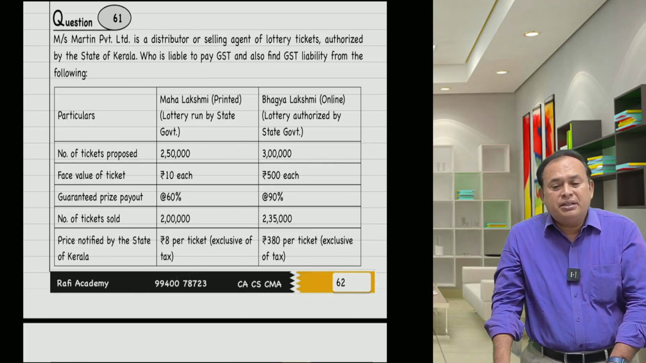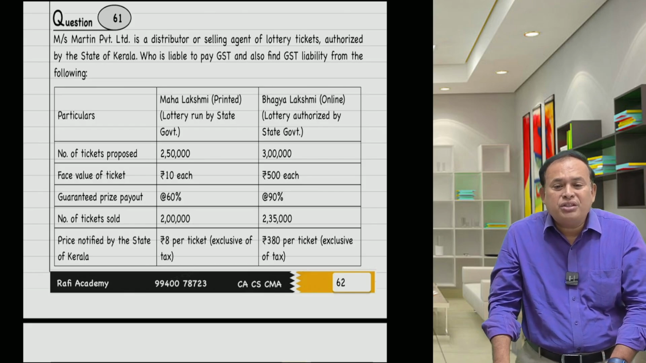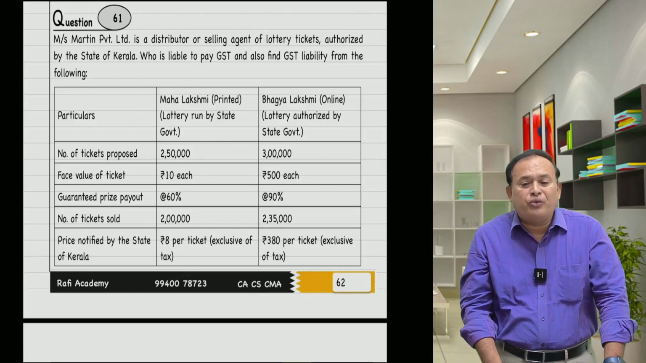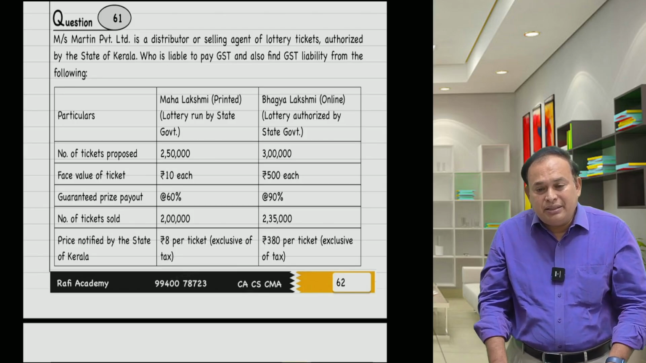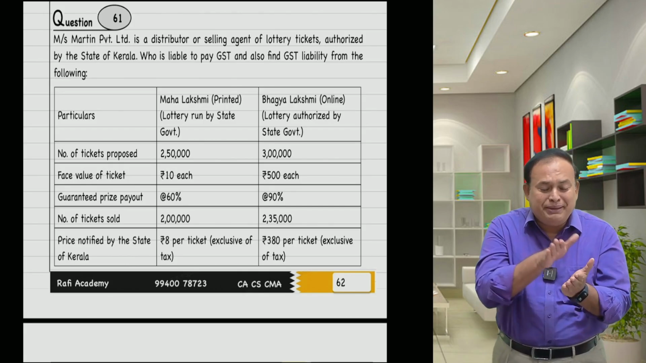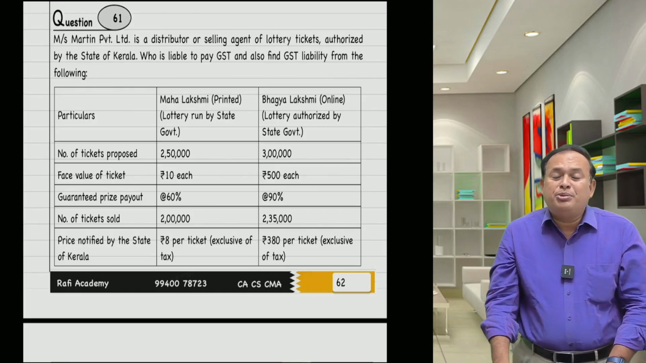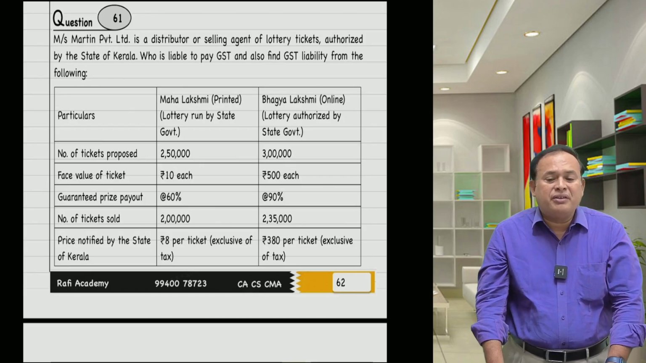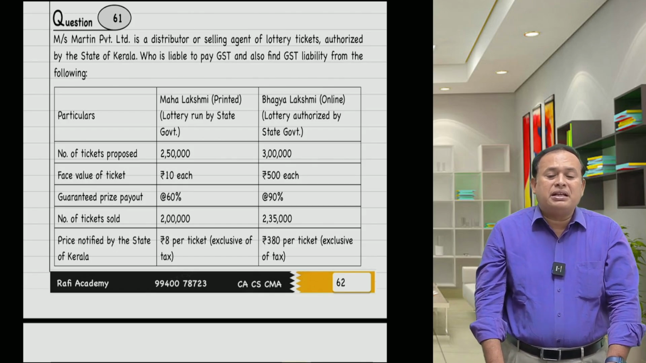Martin Private Limited is a distributor or selling agent of lottery tickets authorized by the state of Kerala, who is liable to pay GST, and also find the GST liability from the following. There are two lottery tickets, two different categories. One is an online lottery ticket, the other one is offline, meaning the ticket is printed and sold physically. Mahalakshmi is a printed lottery ticket, Bhagyalakshmi is an online lottery ticket. Very good. Number of tickets proposed is given, face values are given, guaranteed price payout is given, number of tickets sold is given, price notified by the state of Kerala is given.